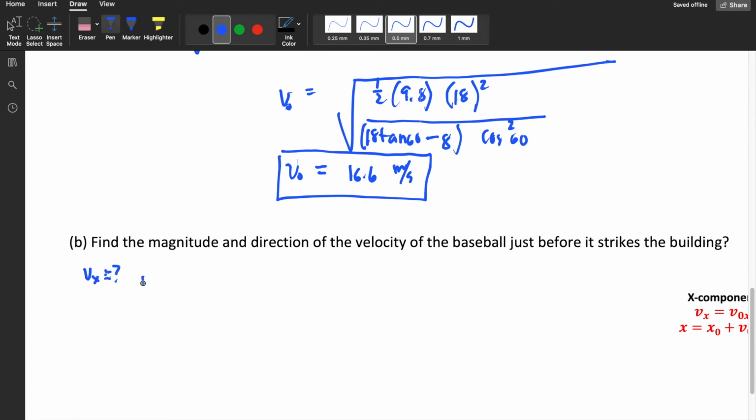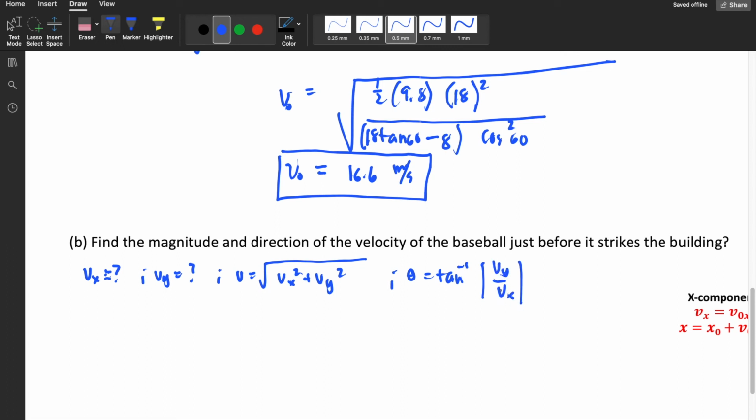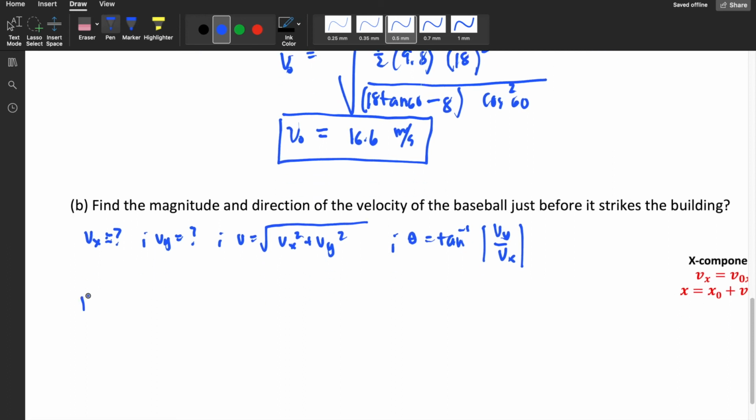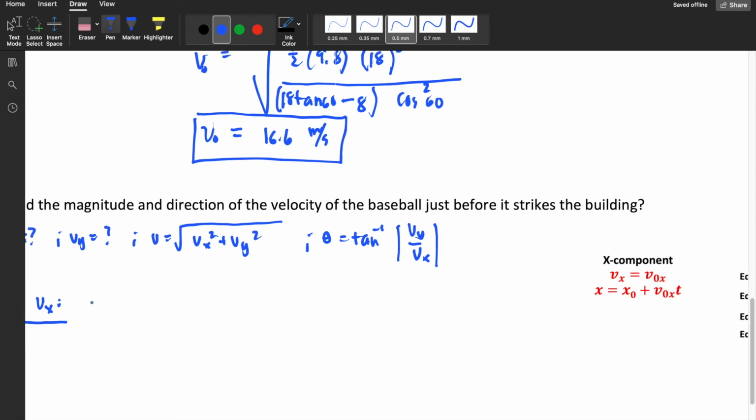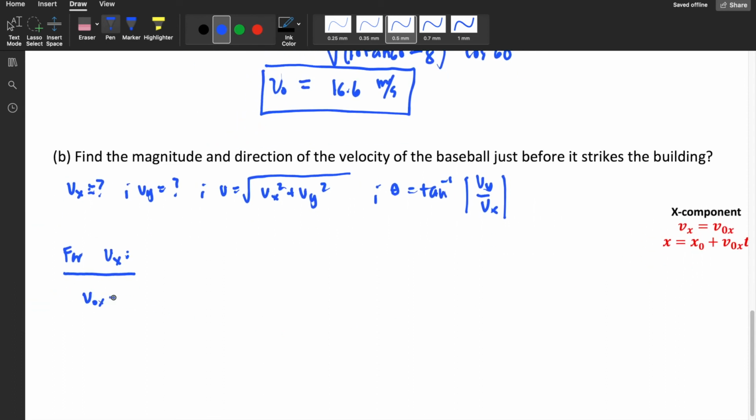So for letter B, you're asked to find your Vx and Vy, and then you're going to use the Pythagorean theorem in order to solve for the magnitude, and for the direction, the tangent function. Okay, the trigonometric function Vy over Vx, or opposite over adjacent. So for Vx here, you already know that for the x component, your final is equal to your initial. So meaning to say, your V0x is equal to Vx, which is also 8.3 meters per second.